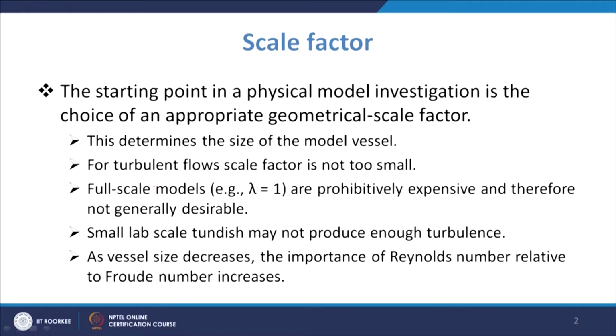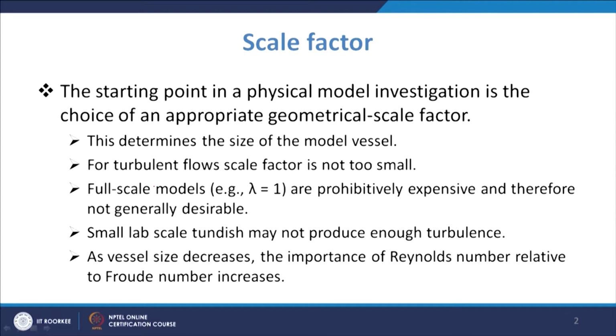Now, as we see, for the full scale models, if you try to satisfy both the Reynolds as well as the Froude similarity, you will have to have lambda as 1, and then in that case you will have a very large model, and that will be very expensive.